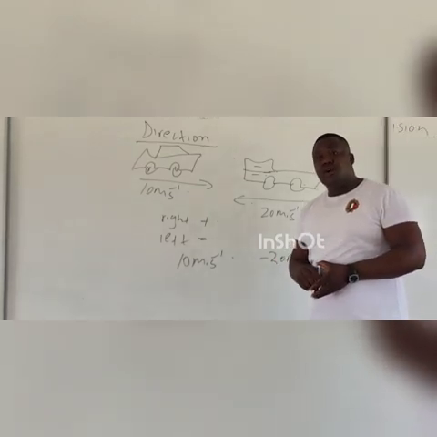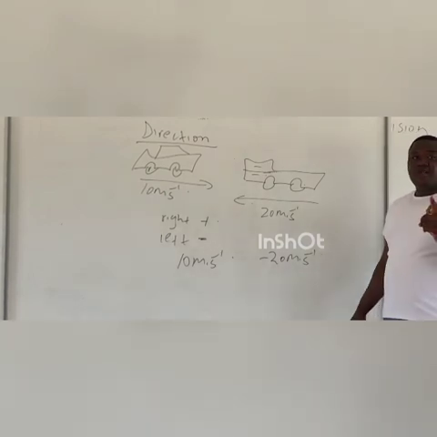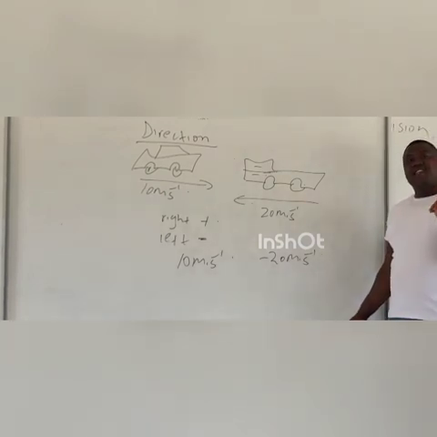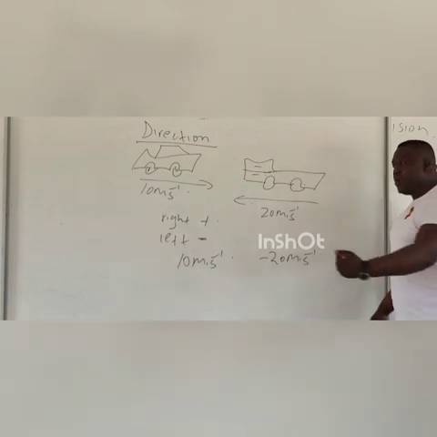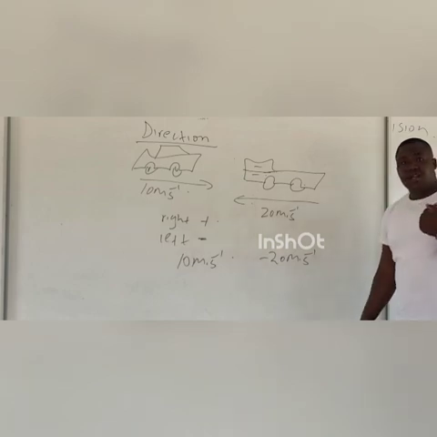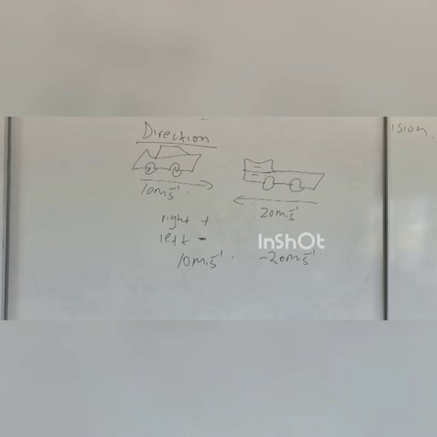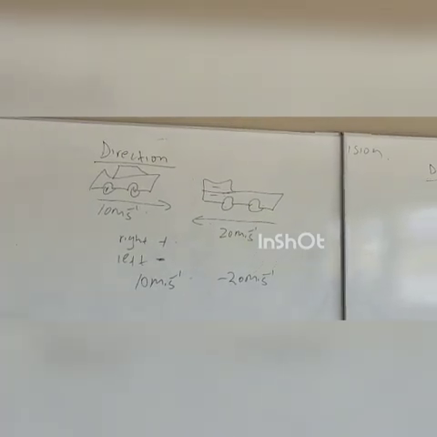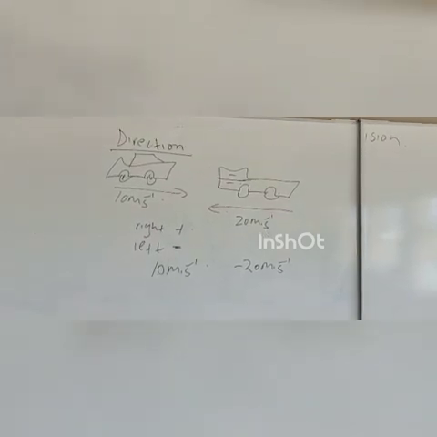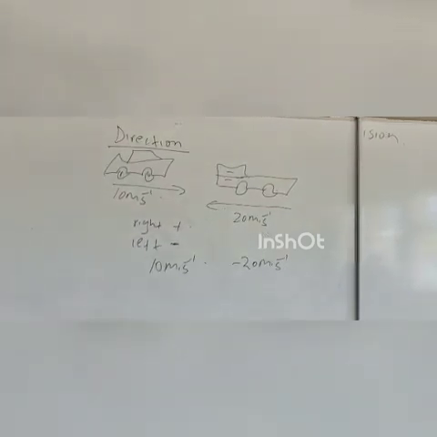When objects are going in opposite directions, make sure that they differ in their sign. Don't ever make a mistake whereby an object is going this side and the other is going that side, and you make their sign the same. You get the answers wrong. You understand me, right? So make sure that you do not make such a mistake.